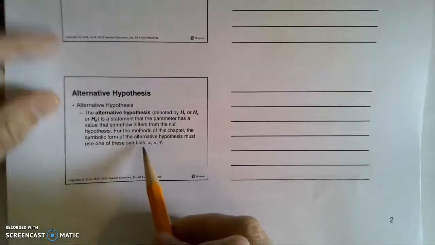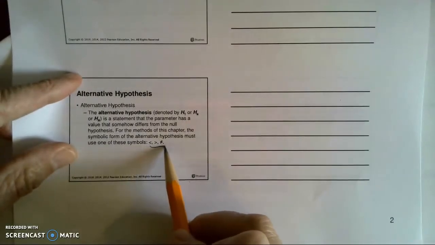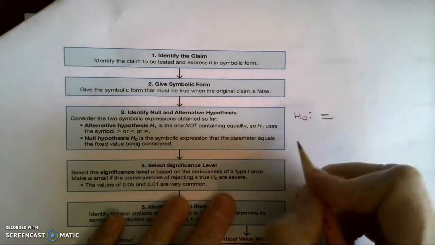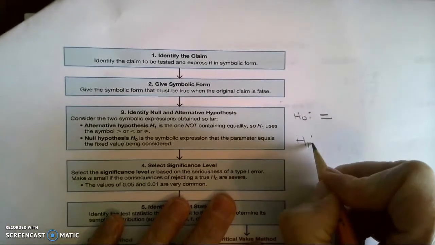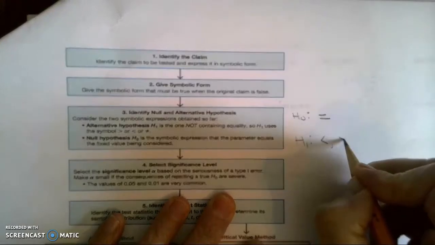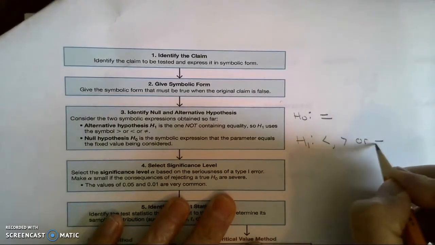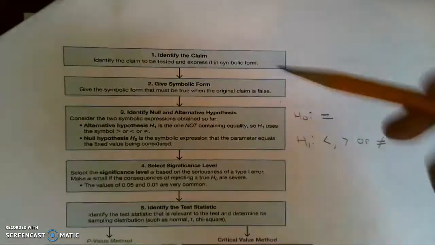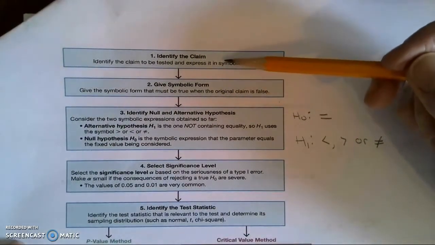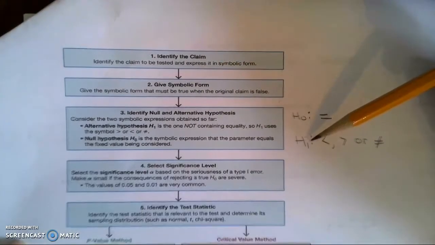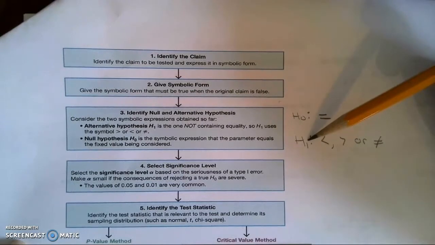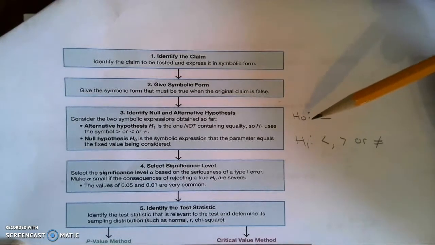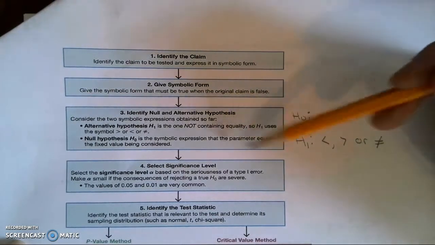The alternative hypothesis does not have an equal sign. It'll be either less than, greater than, or not equal to. It depends on your claim. Okay, so what we're going to do is we're going to look at these two and pick the alternative hypothesis. Whichever one of these two doesn't have the equal sign will be the alternative, and then the null is always equal.